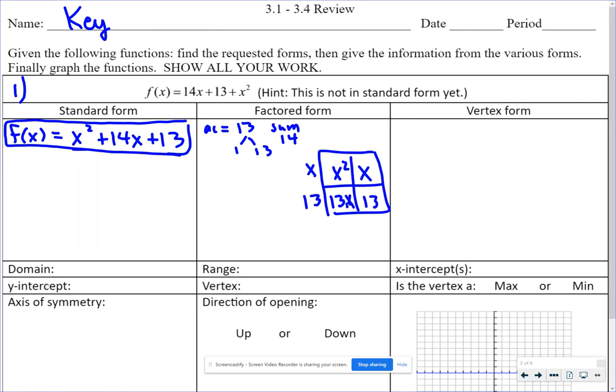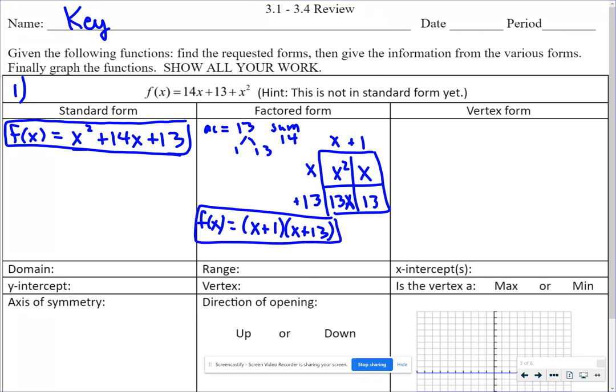Find the greatest common factor for this first column. X squared and 13x have a common factor of x. X and 13 have a common factor of 1. So my factors are x plus 1 and x plus 13. Double check your answer. It does work. Okay, so we're going to have f of x equals, one of the factors is x plus 1. The other one is x plus 13. And there's our factored form.